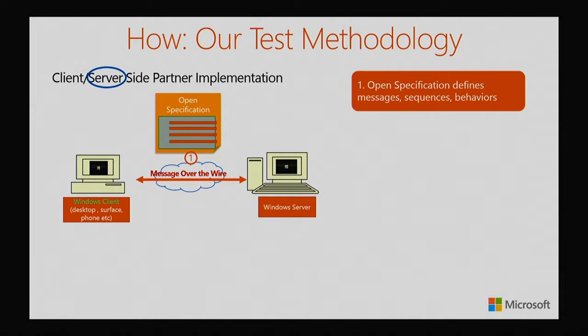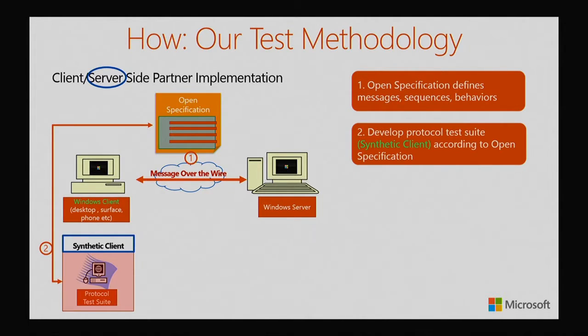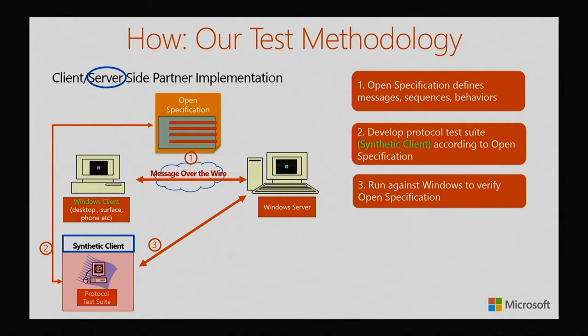The open specification defines how a Microsoft Windows client communicates with the Windows server. So our team studies and reviews the open specification, and then we develop the protocol test suite based on it. We call it a synthetic client, which has the protocol test suite. The third step is we run our test suite against the Windows server, first to verify the TD, and second to verify our test suite, to make sure everything works.